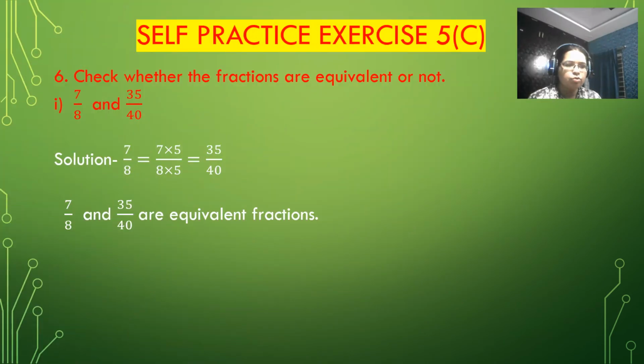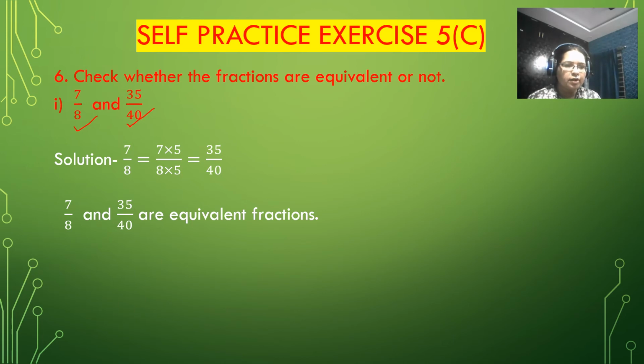Now we solve question number 6. Question number 6 is check whether the fractions are equivalent or not. First bit is 7 divided by 8 and 35 divided by 40. We have to check whether these two fractions are equivalent fractions or not.